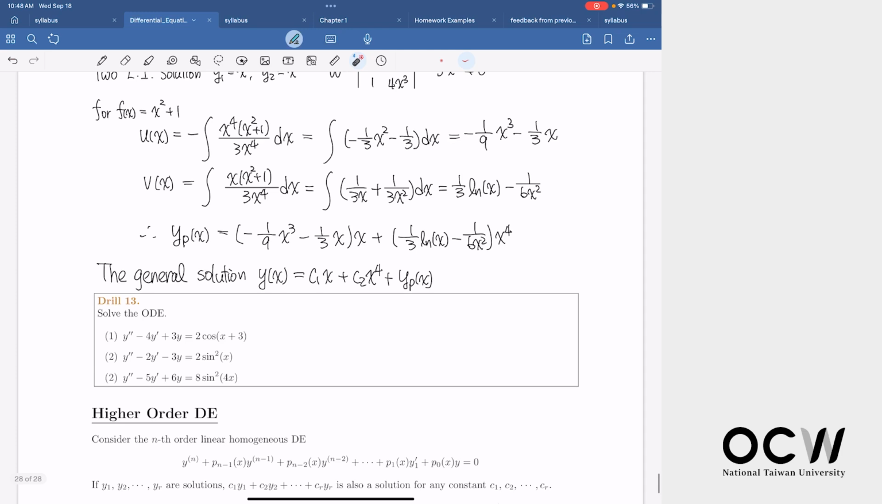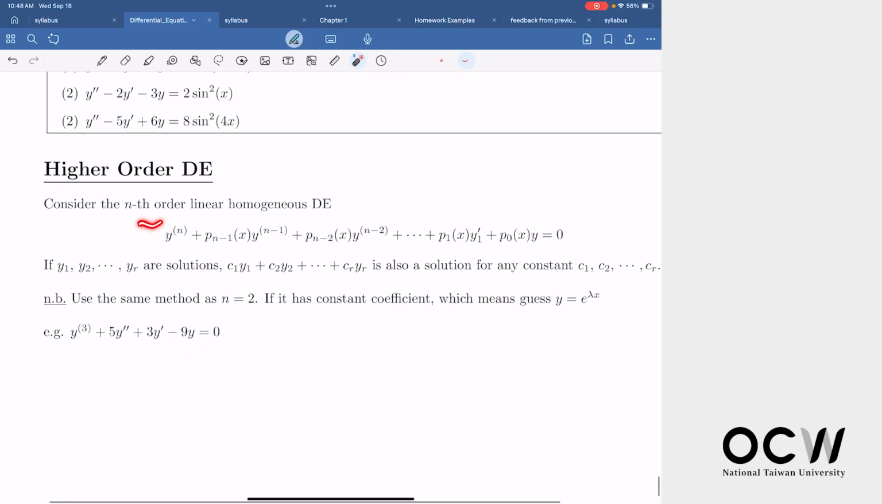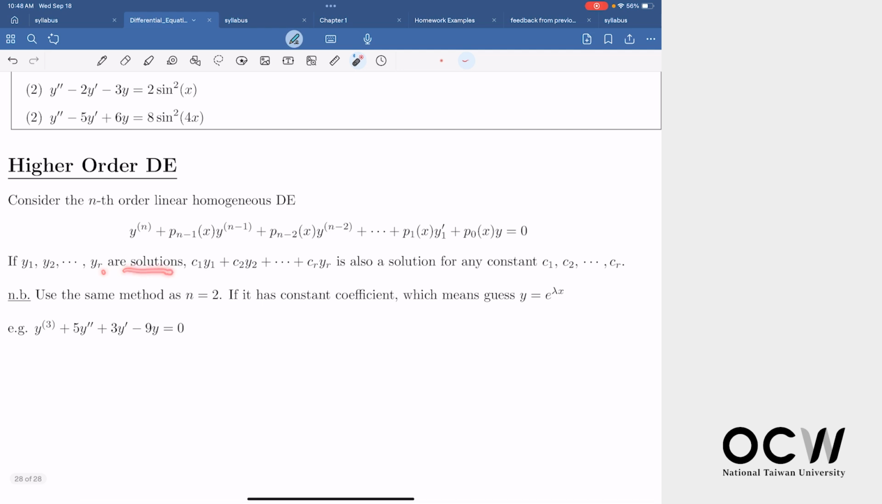So far, we just mentioned the first order differential equation and also the second order differential equation. Here, this is the nth order linear homogeneous differential equation. So you see that the forcing term is 0. Since we have nth order, we may have r solutions from y1 to yr. And since they are solutions, the linear combination of these solutions is also a solution.